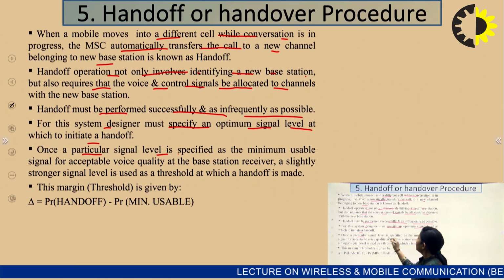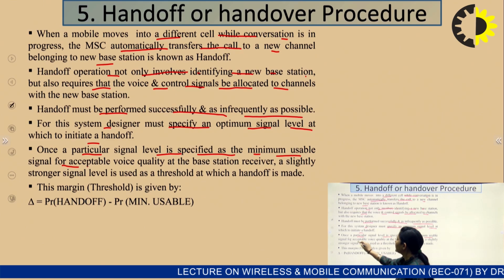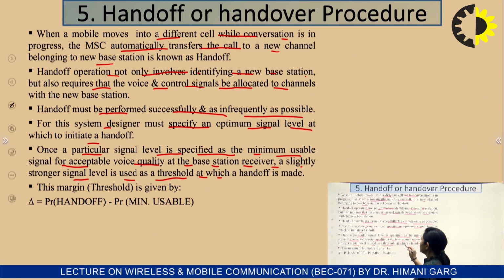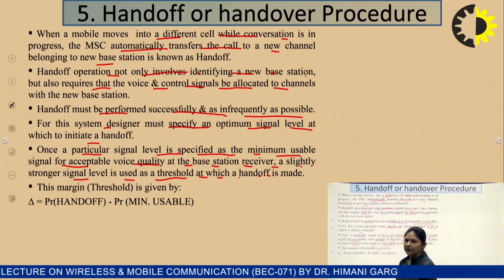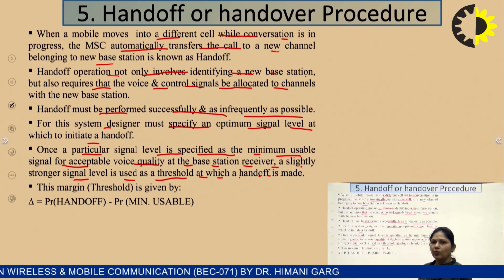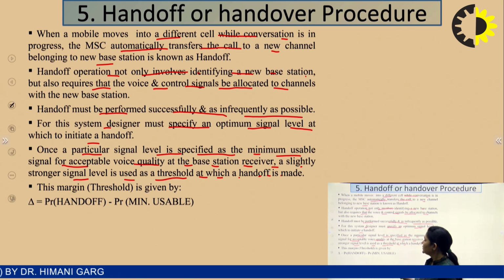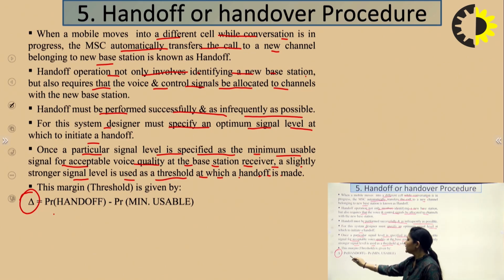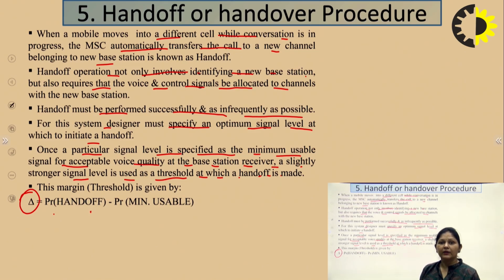Once a particular signal level is specified as the minimum usable signal for acceptable voice quality at the base station, a slightly stronger level is used as the threshold at which handoff is made. So we are taking two signal levels. One is the threshold level, and the other is the minimum level that is required to keep the signal, otherwise our call will be terminated. This margin delta is given by the power required for handoff minus the minimum usable power that we can have while we are moving and our call is connected.